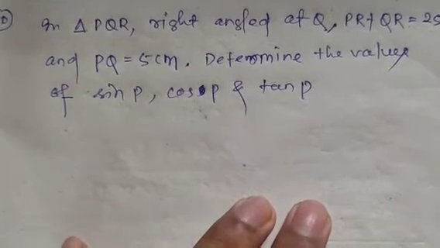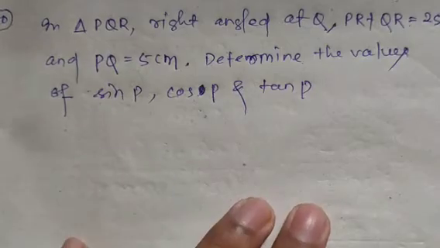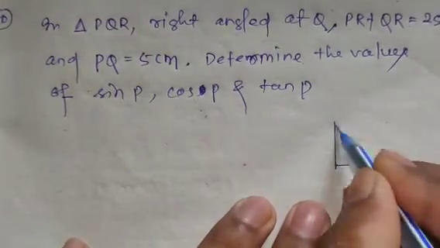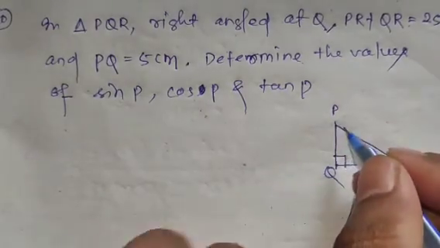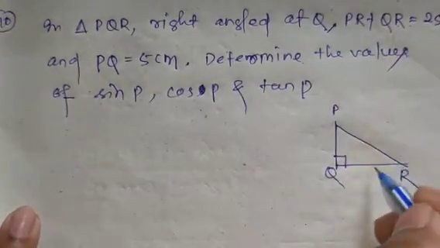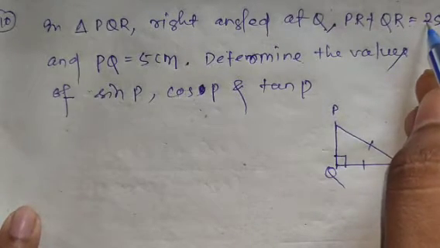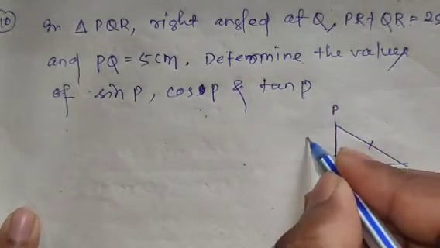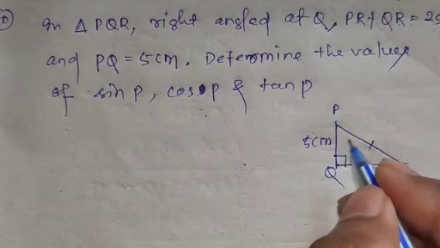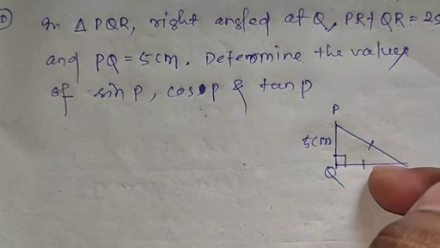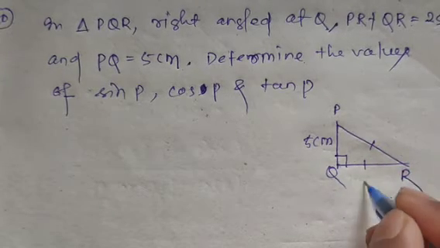So here is the question number 10. In triangle PQR, right angle at Q. What is given? PR plus QR is equal to 25 and PQ is 5 centimeter. Okay, so from here we can easily evaluate these things. Let QR is equal to x. We can take QR as x.